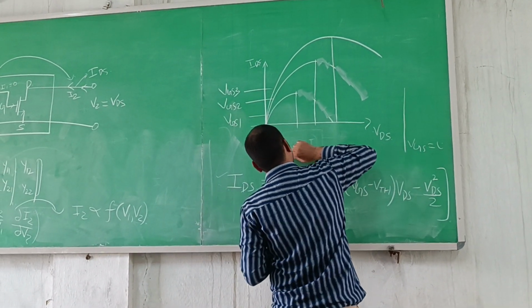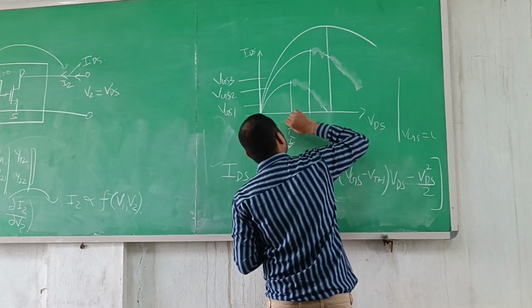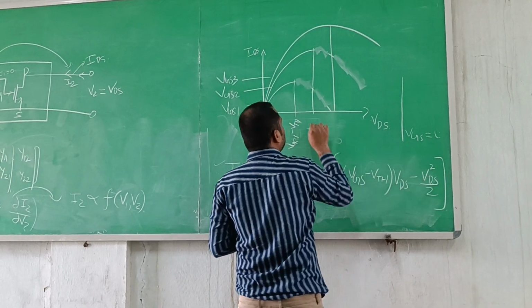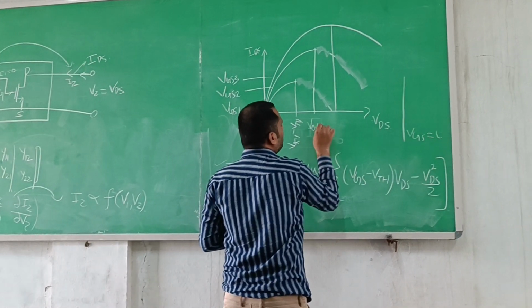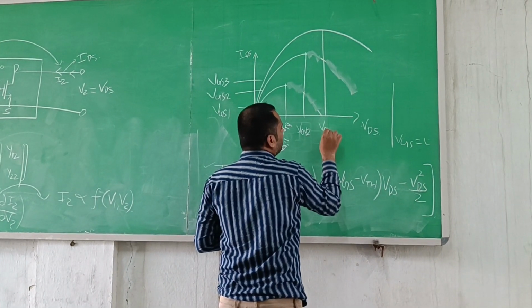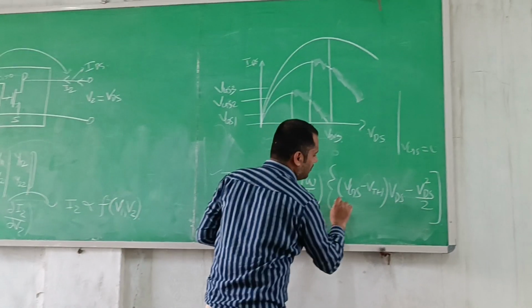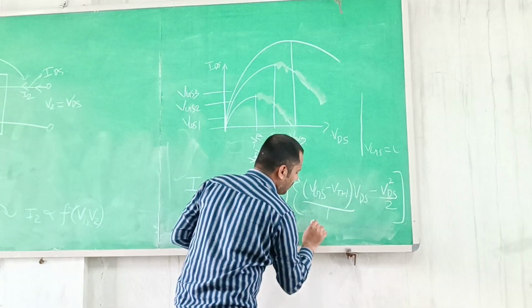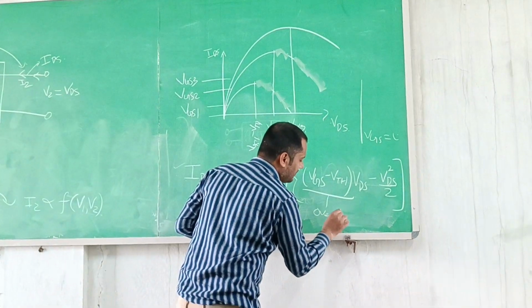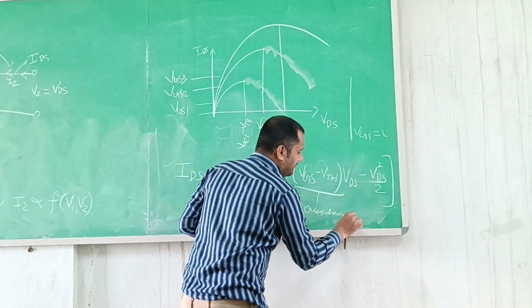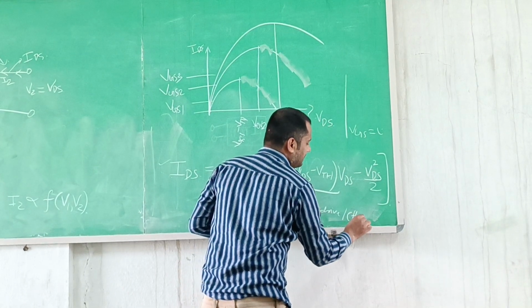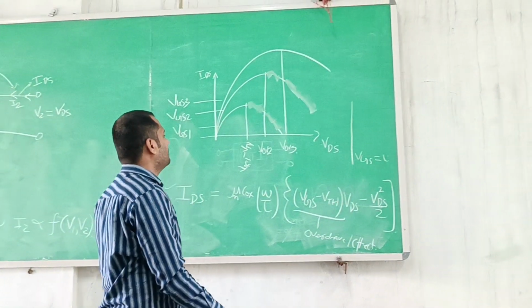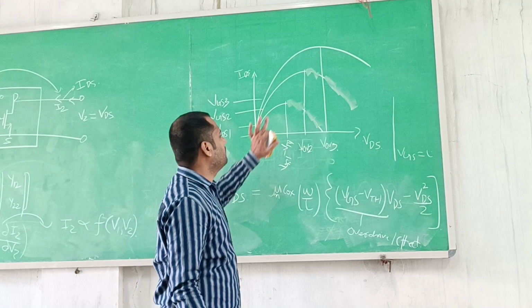This is VGS1 minus VTH, or we can say this is V overdrive. V overdrive 2, V overdrive 3. What we call this term is overdrive voltage, or effective voltage, V effective. So this is valid up to VGS only.